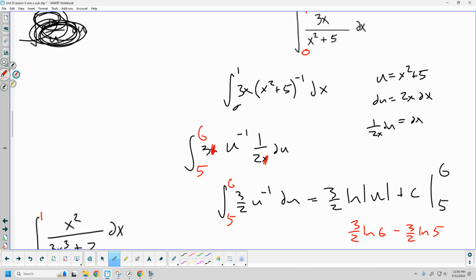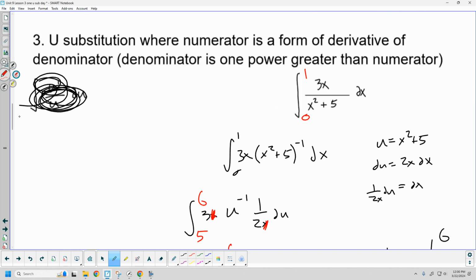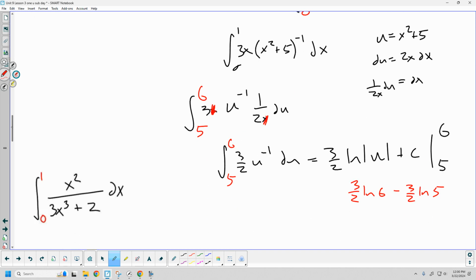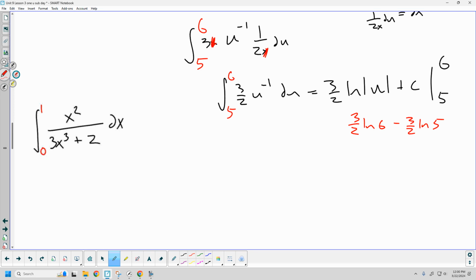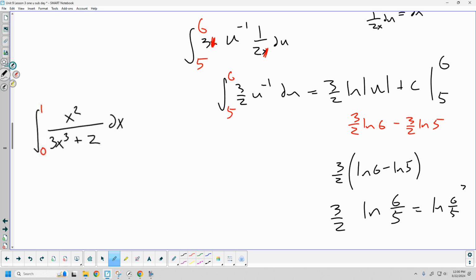Now, 3 halves times ln 6 versus ln 5. You could do a lot of stuff here. You could pull out the 3 halves. You could do ln 6 minus ln 5. You could use log properties to write this as ln 6 fifths. You could rewrite this as ln 6 fifths to the 3 halves. But we honestly don't care.